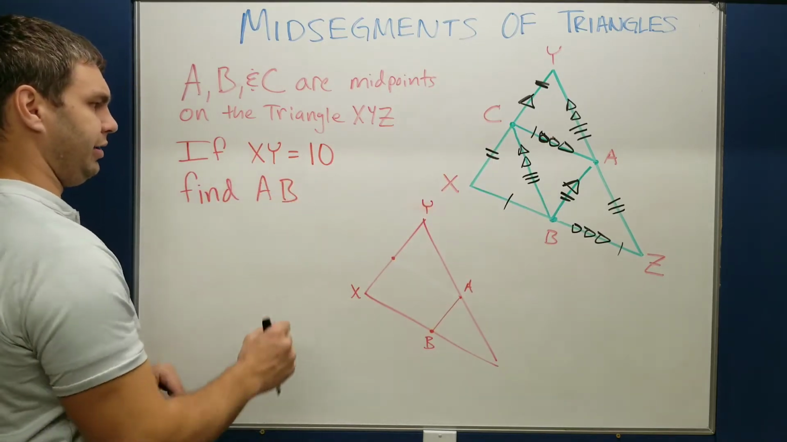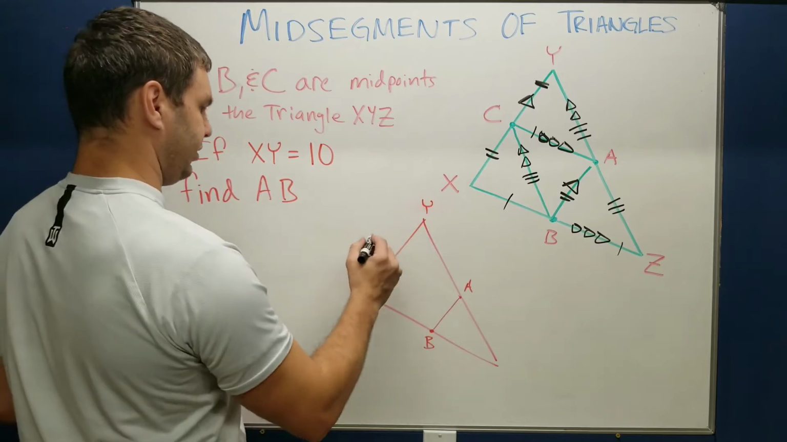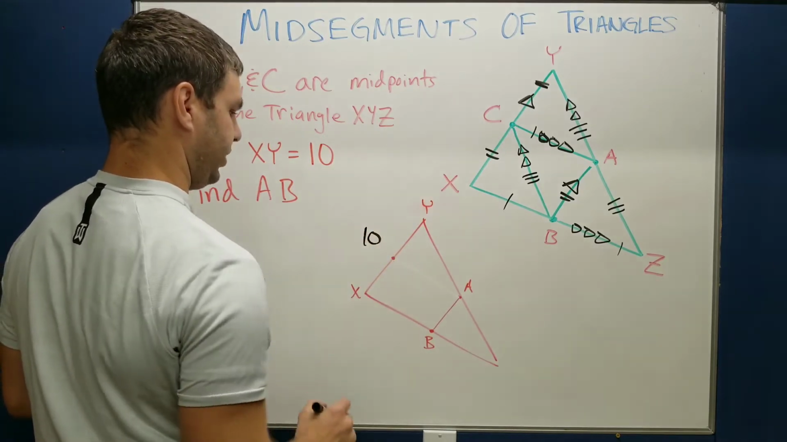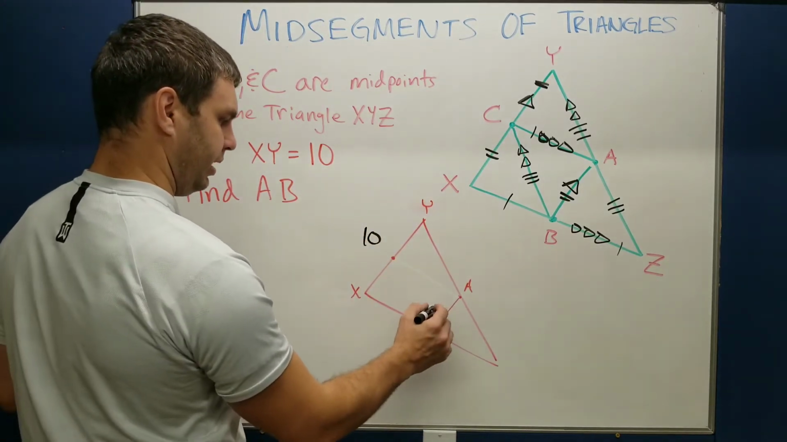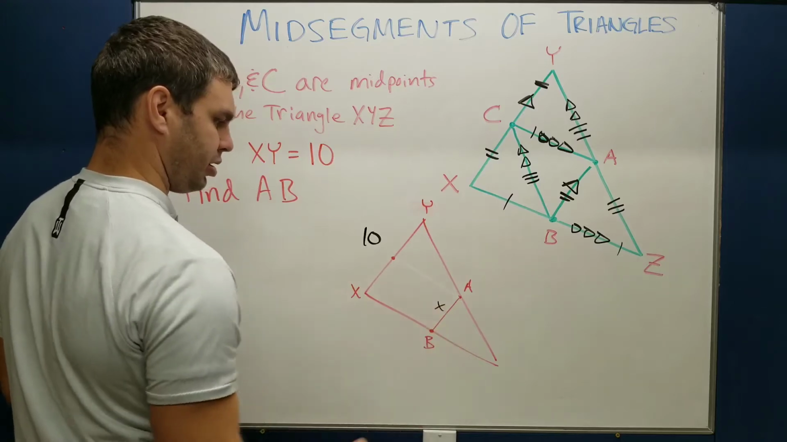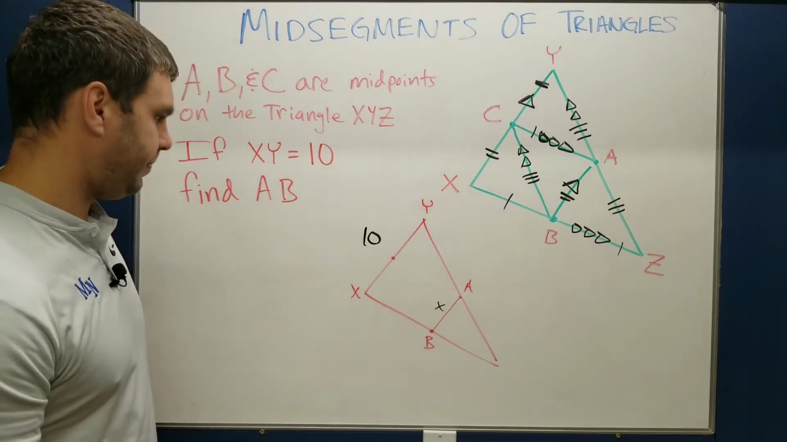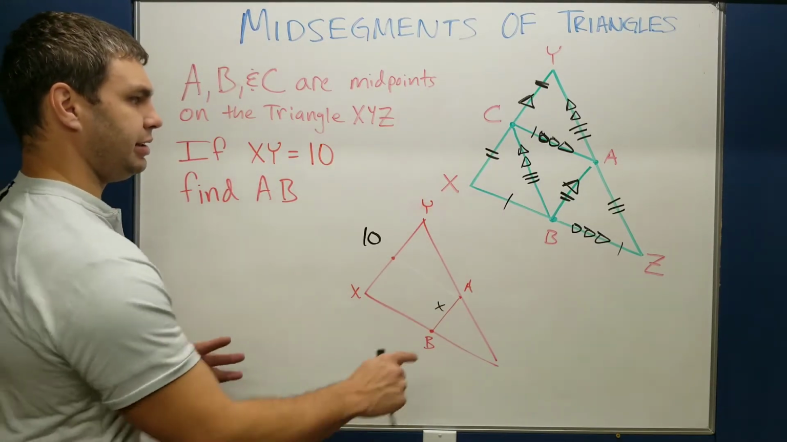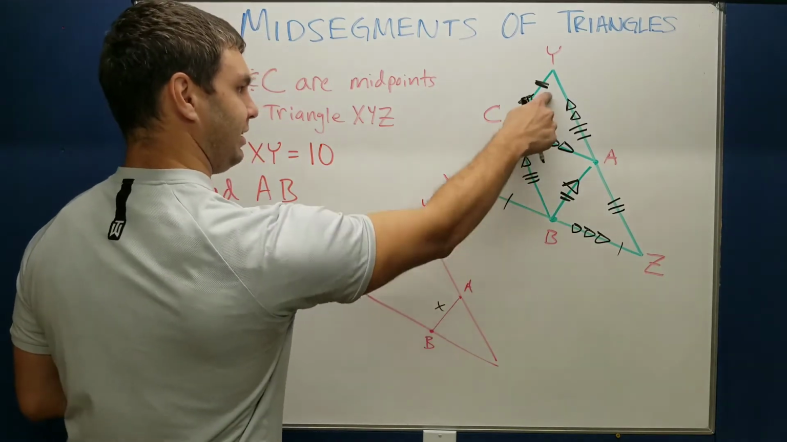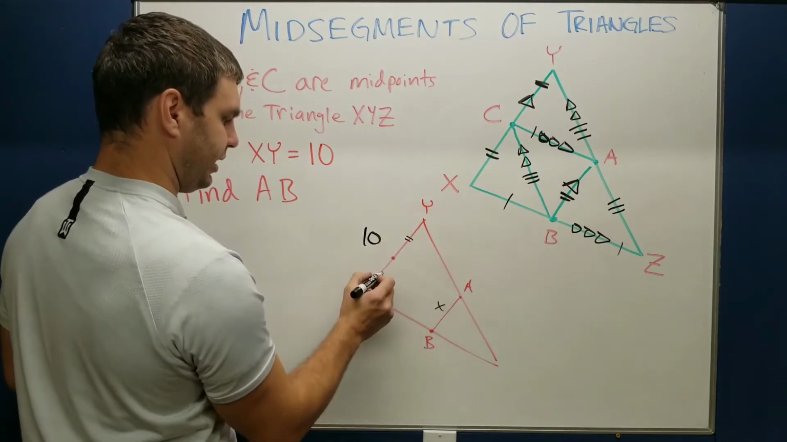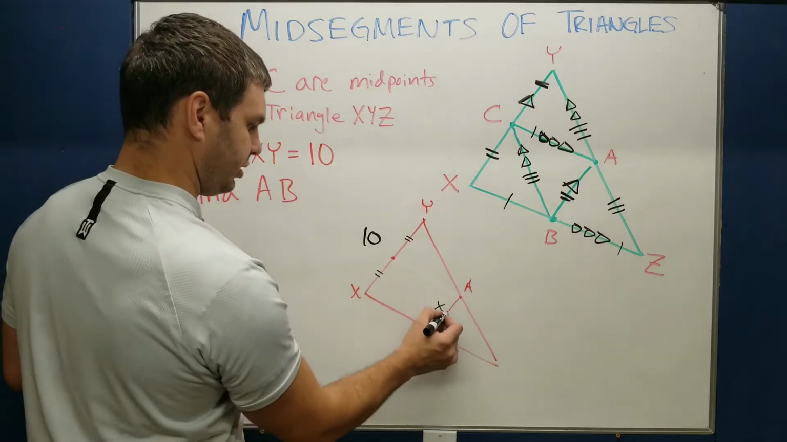Let's just write out these parts. So it says XY, that's this length over here. That is 10, okay? We need to find AB. I'll call that maybe X since it's an unknown, all right? So we have to remember that this had two tick marks and so did this and this. So if that's true, that means that is congruent to this, which is congruent to this.